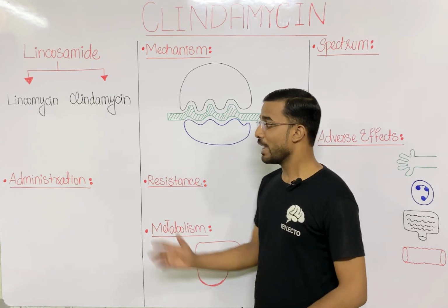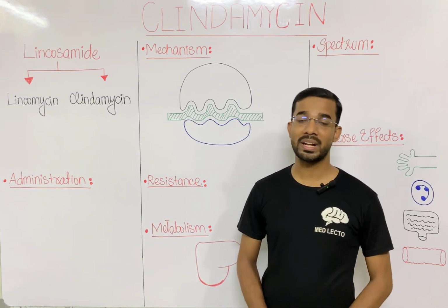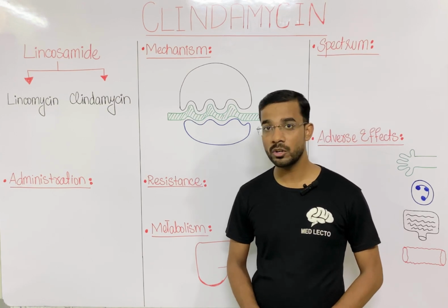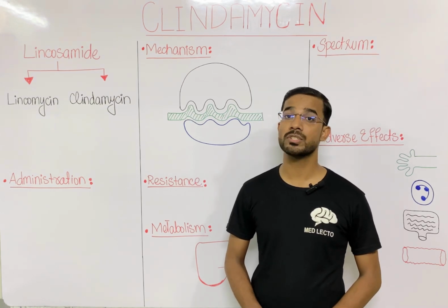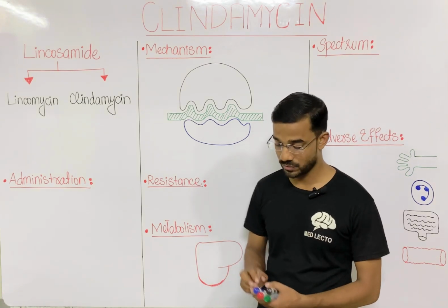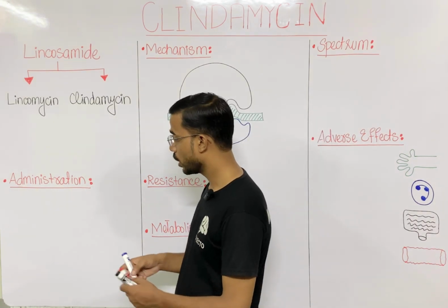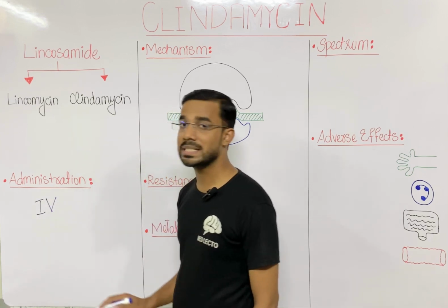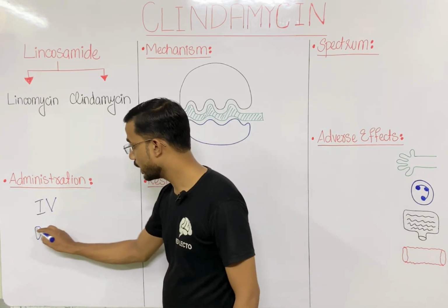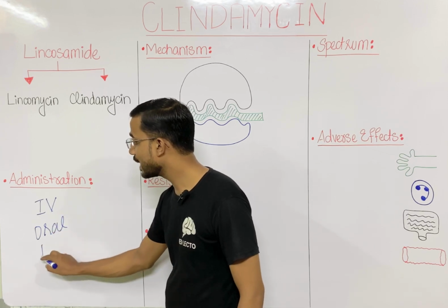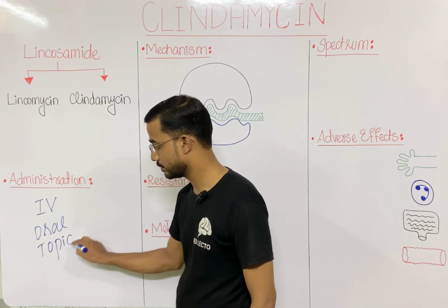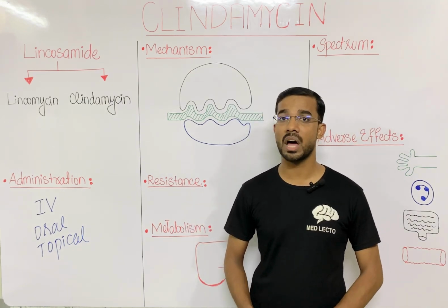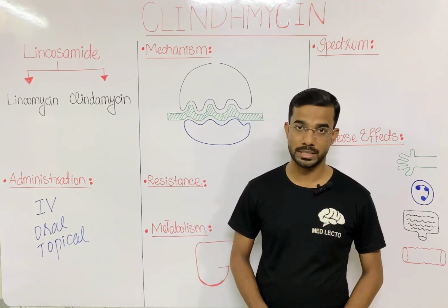If we look at the administration, clindamycin is basically administered through the parenteral route, okay, and it can also be given through the oral route as well. So the most important routes, you will see the parenteral, or you can say IV route. It can be given through the oral route and it can be applied topically. So these are the different routes of administration of clindamycin.